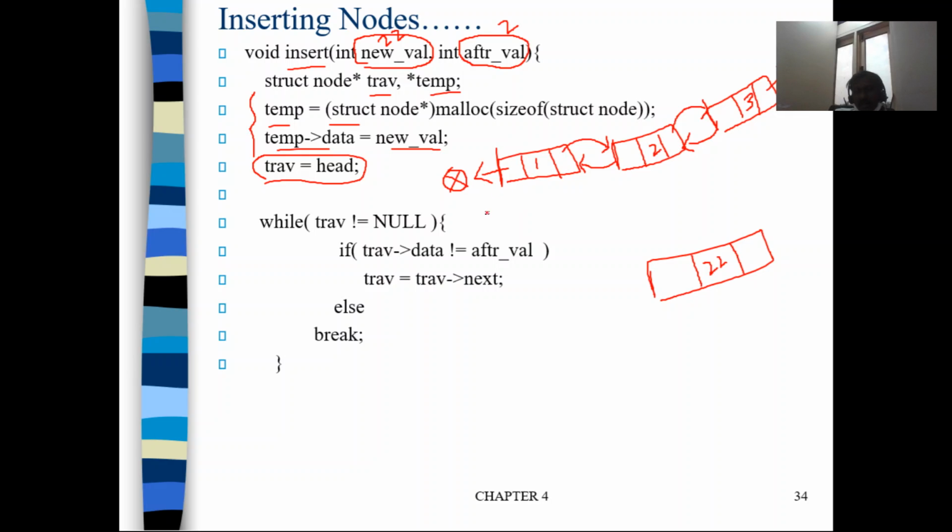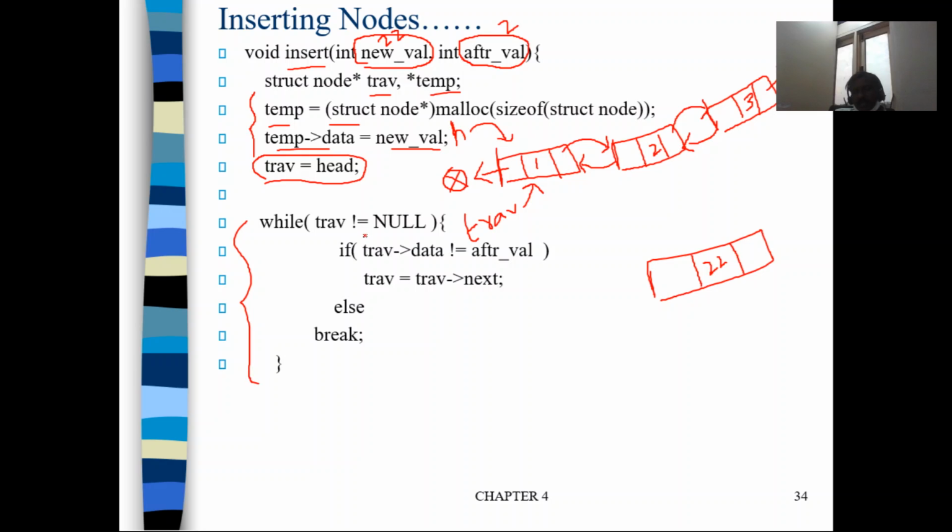And traverse is equal to head. What is head? Let me call head h. Head is pointing to the first node, so traverse will point wherever head is pointing. So traverse also will point to the first node. But where should we insert? We should insert after the second node. So we should move to the node after which we want to insert. For that we are writing this loop.